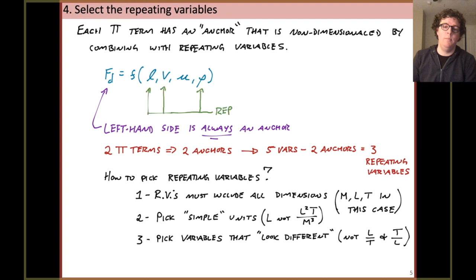So in this problem, I'm going to select length, velocity, and density to be my repeating variables. Those satisfy the required criteria of including mass, length, and time. And those satisfy my personal criteria of my repeating variables having the simpler units, where my anchor variable has more complicated units. So that's how I made the decision.